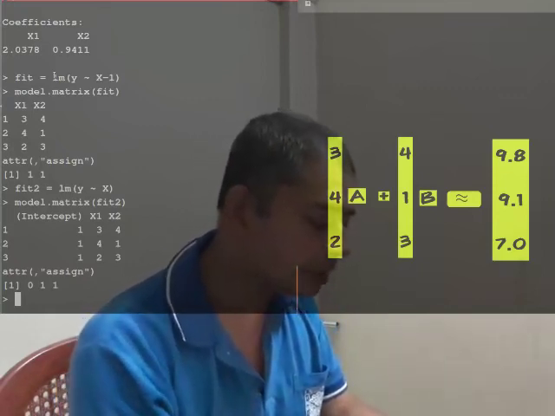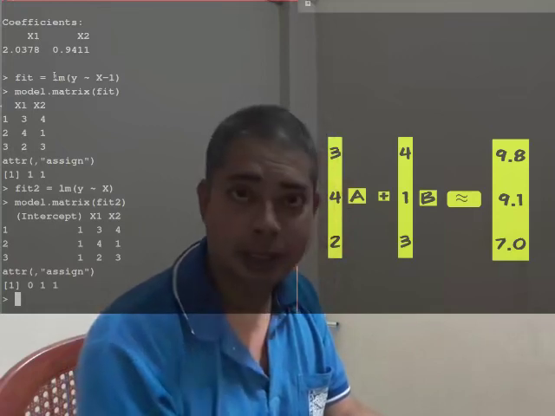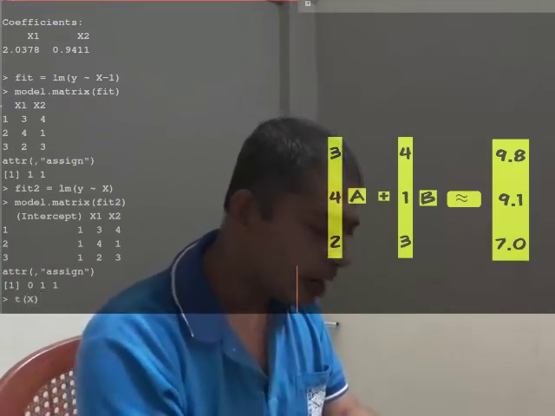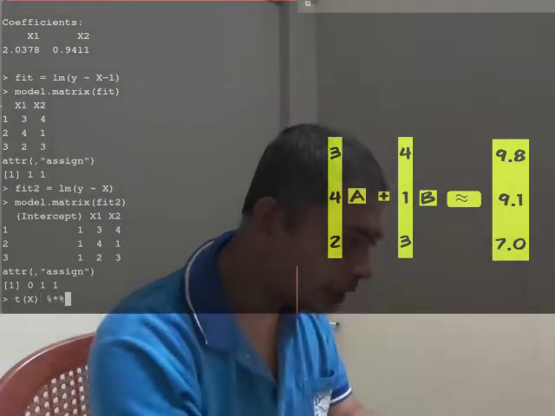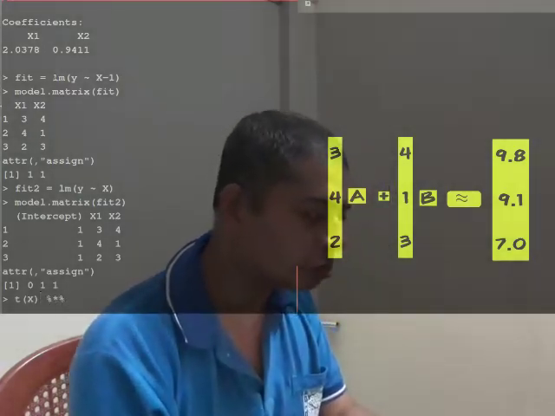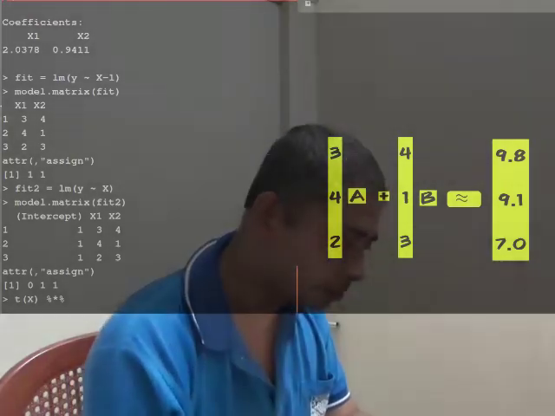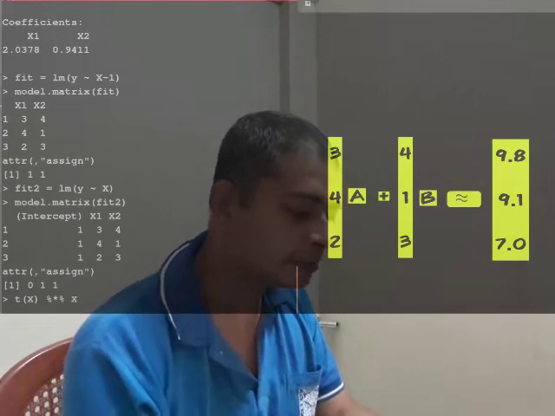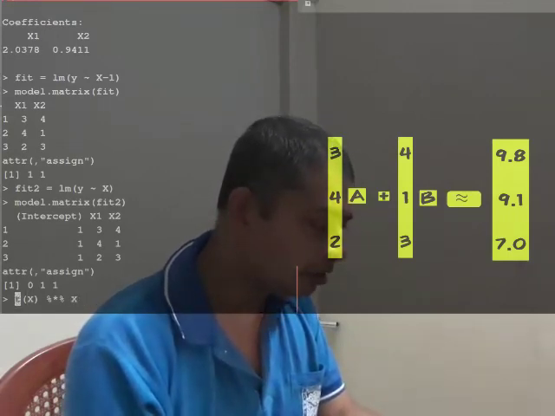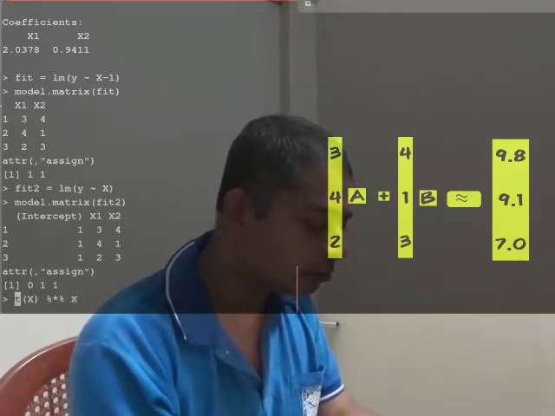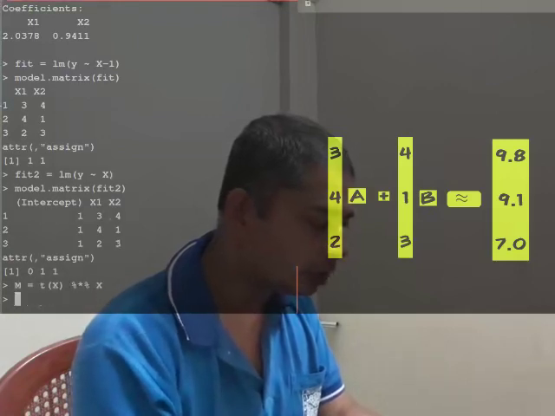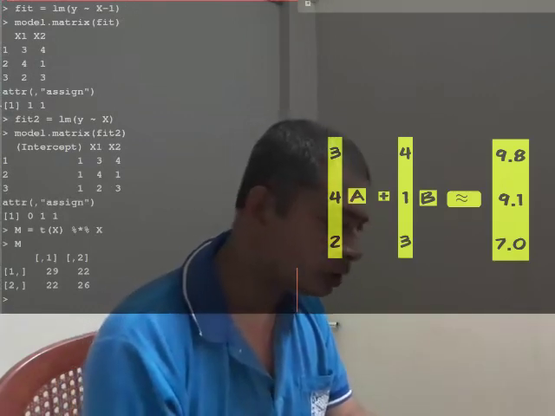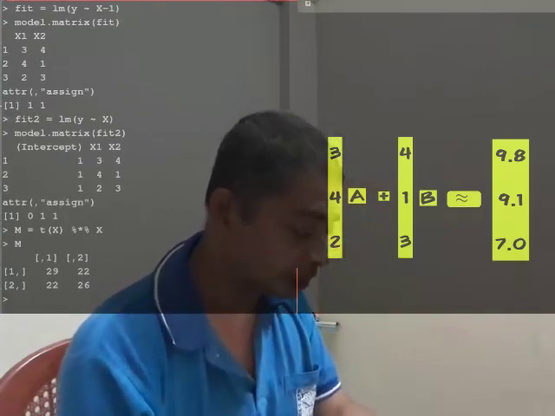So what I will do is write down x transpose x: x transpose, and I will multiply this with x, using the multiplication sign, percentage star percentage. So I created that matrix, and let me put that in some M. So let's see what M is. So M is this, x transpose x is this 2 by 2 matrix, 29, 22, 22, 26, it's symmetric of course.